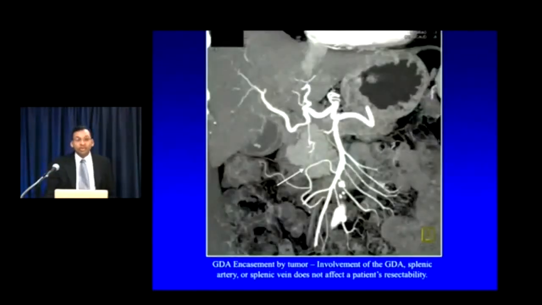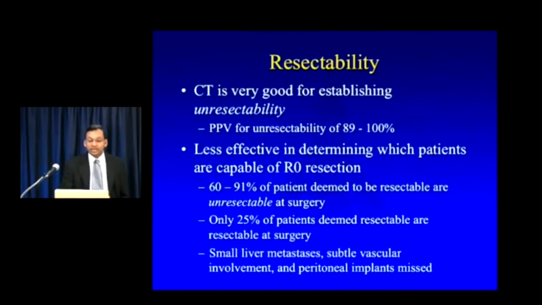Now, it's important to remember that the other vessels don't really matter so much, okay? So you're really concentrating on those 5 vessels that I talked about earlier, and smaller vessels like the GDA, well, that's not a big deal. Here's an example where the GDA is actually encased by tumor, but that doesn't matter. The GDA is going to come out as part of the surgery. This is not going to preclude the patient from getting resected.